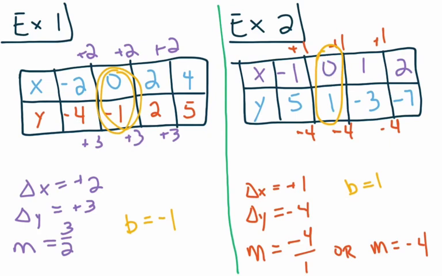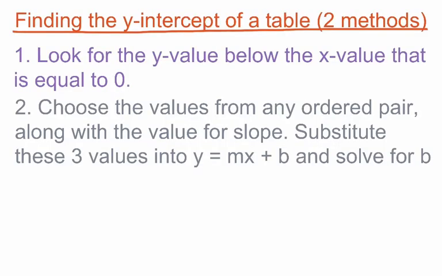If we have a table where we can't observe x equaling 0, then we have to figure out a different method. So let's talk about what that second method is and then look at the last two examples. Alright, so our second method of finding the y-intercept of a table, and again, this will work with every single table that we have. Even the ones where we're given the x value for 0, this will work for those tables as well. It's a little bit of math, but it's really not that bad.